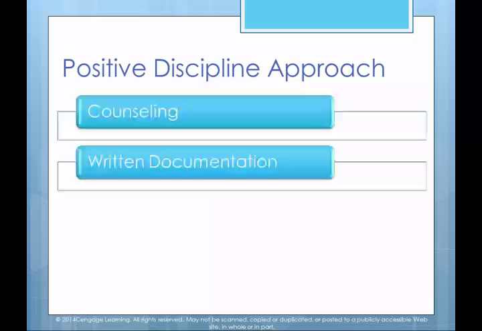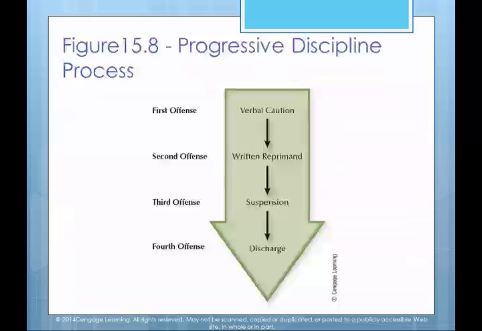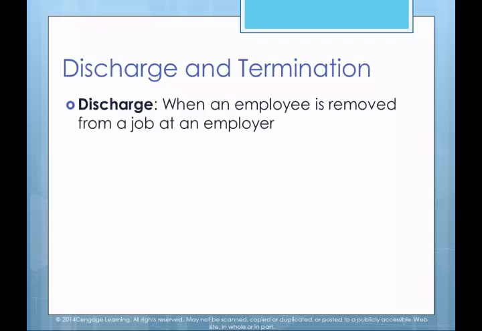So, what's the positive approach to discipline? Well, it's counseling, written documentation, and then final warning and discharge. And this chart gives you the progressive discipline process most companies go through. The first offense is usually a verbal caution. The second offense is a written reprimand. The third offense is a suspension. And then the fourth offense is discharge. And discharge is when an employee is removed from a job at the employer.